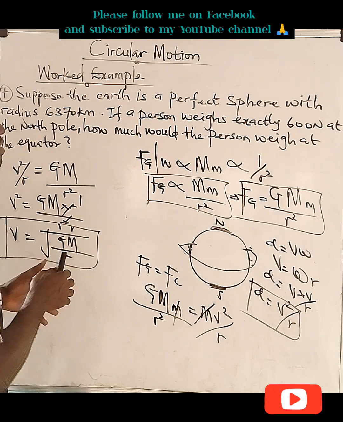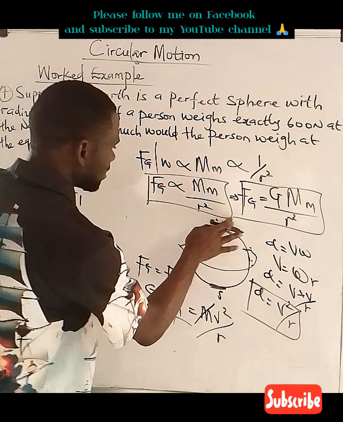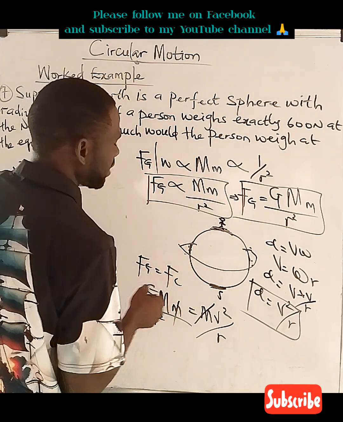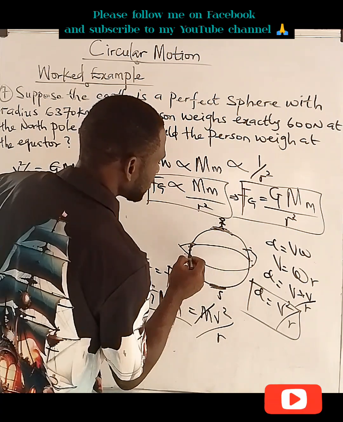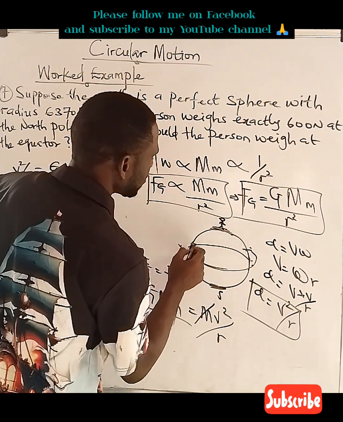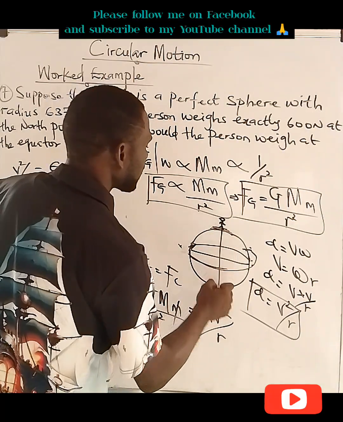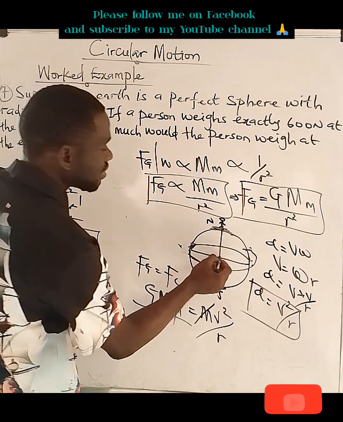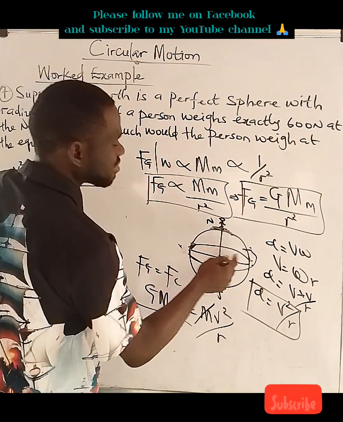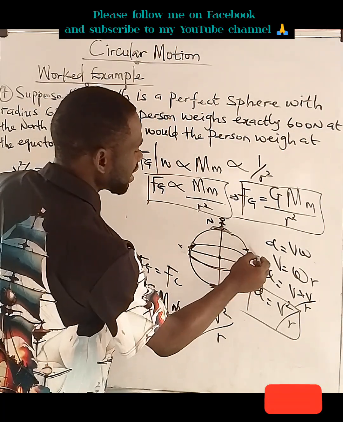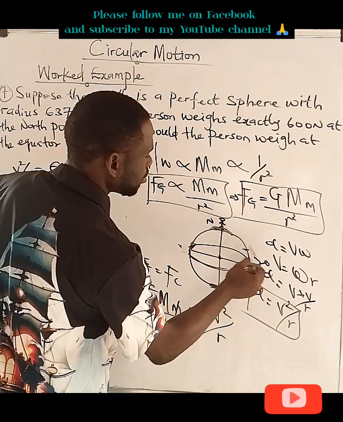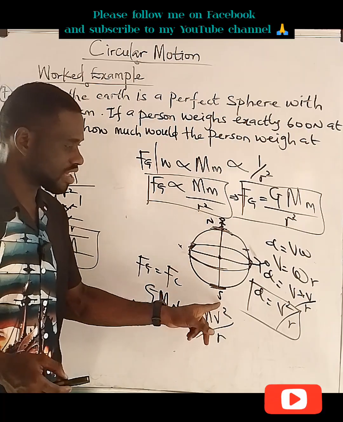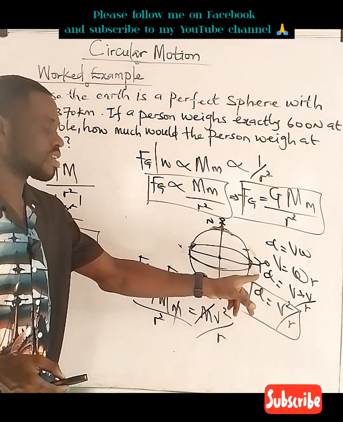Now the next thing we're going to look at is this. Imagine there is a body, a human being, standing at this place. This is the center of the Earth. Here's the equator, here's the pole, there's a north pole and a south pole. A body standing at the pole, either the north pole or the south pole, is entirely different from when that person stands at the equator.